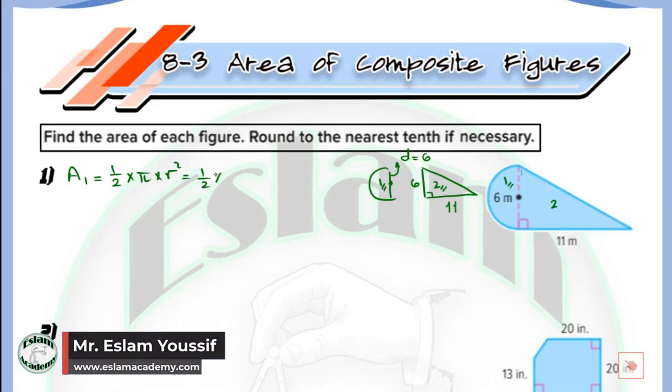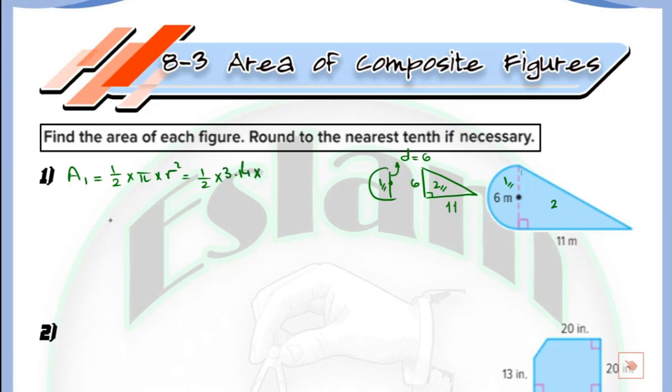That will be half. Pi is equal to 3.14 multiplied by the radius. We know the diameter equals 6, it means the radius now will be equal 3, because the radius is half the length of the diameter. So it will be 3 to the power 2. By multiplying, you will find that the answer will be equal to 14.13 squared meter.